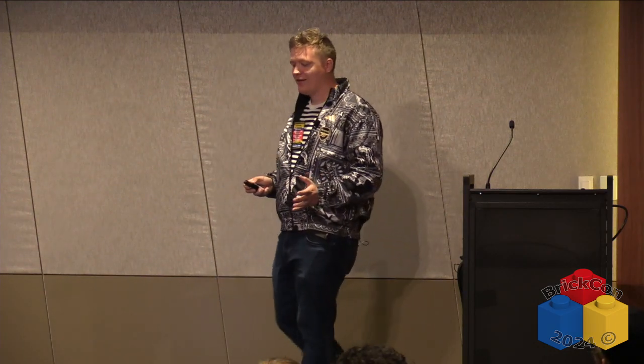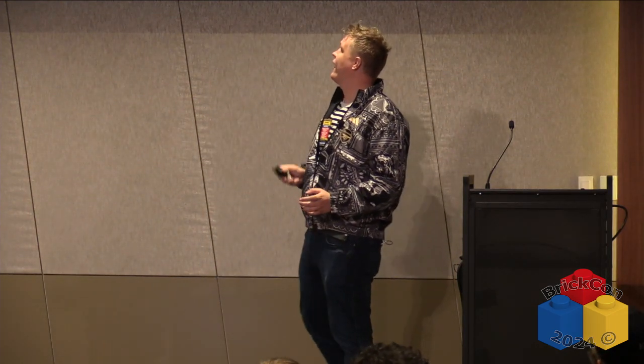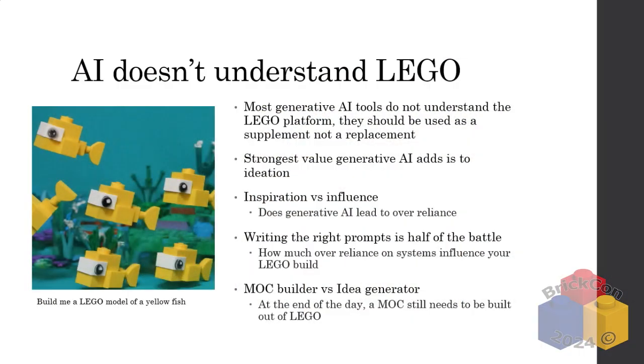So, as we talk about the negatives in generative AI, I want to talk a little bit about AI and how it doesn't understand Lego. Again, this image, at first glance, you think, hey, this is something that I could build out of Lego. But as you start looking more and more into it, you're like, wait a second, some of these connections don't seem legal, or some of these parts don't actually exist. And this is a great example of how generative AI doesn't understand Lego.